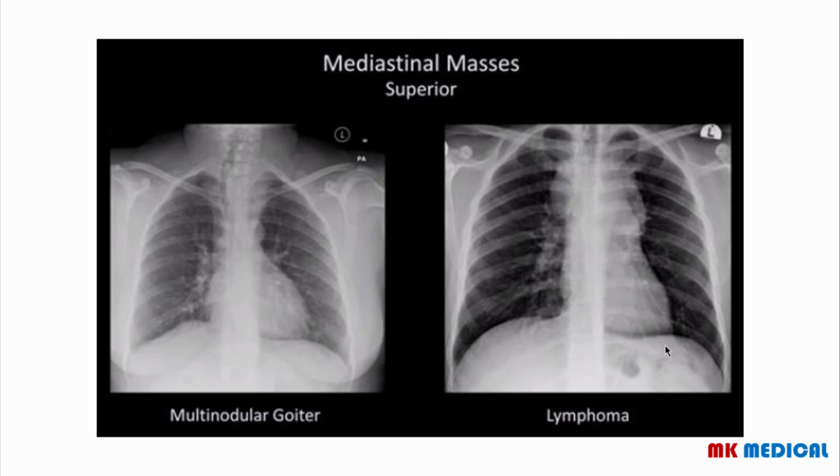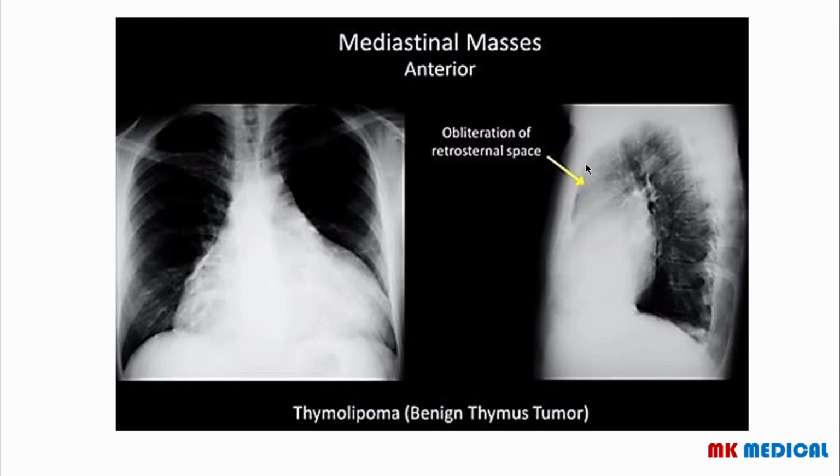So here's an example of a multinodular goiter. As we can see, you have this mass that is present over there. So this is obviously the goiter. Then here you have a lymphoma that is present. So this lymphoma is present in the superior mediastinum. Here's an image of a thymolipoma, which is a benign tumor of the thymus gland, which consists of fat. You also have obliteration of the retrosternal space here.